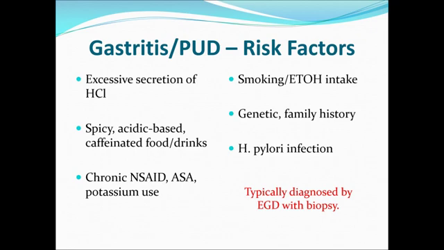Again, smoking and alcohol intake are huge factors. I mentioned the genetic family history. And again, H. pylori. It's a type of bacteria that can be found in the stomach, but it is just notorious for stirring up hydrochloric acid and really developing some ulcers and some pretty bad gastritis.